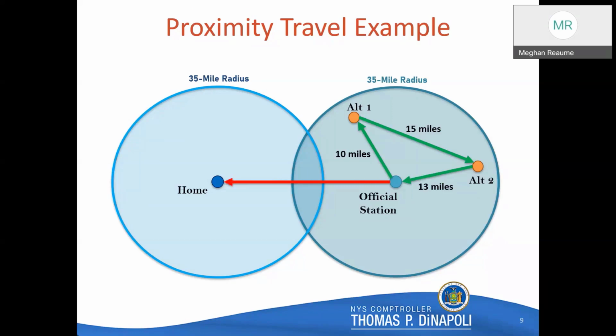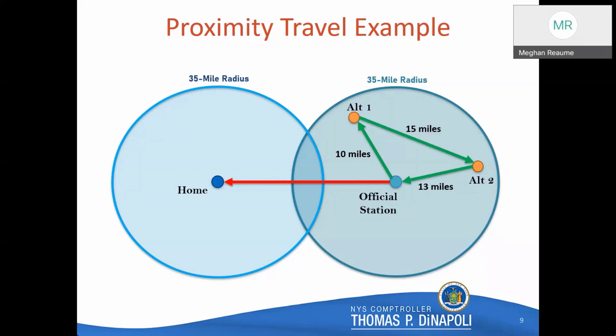Throughout this scenario, the employee is traveling within the 35-mile radius circles of their home and their official station. So the two questions to think about are, does the lesser of mileage rule apply? And how much mileage is this employee allowed to claim?